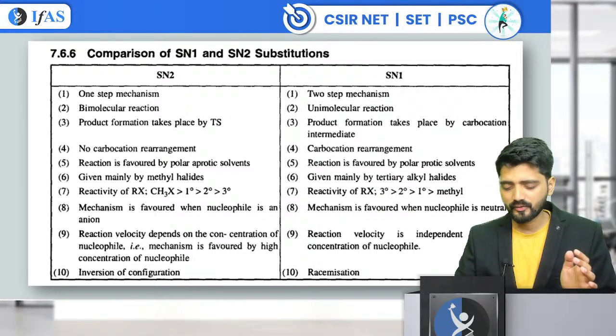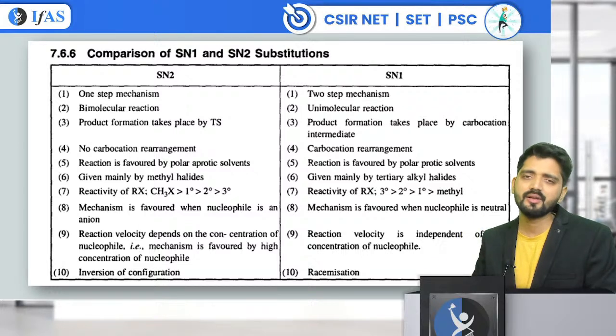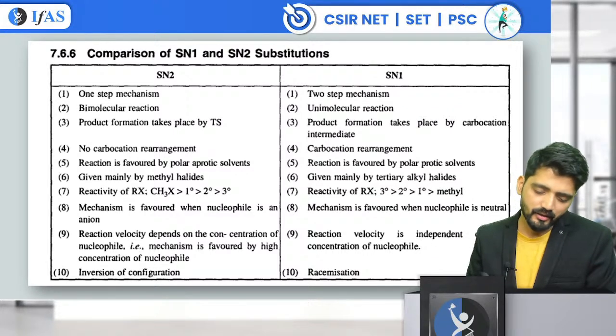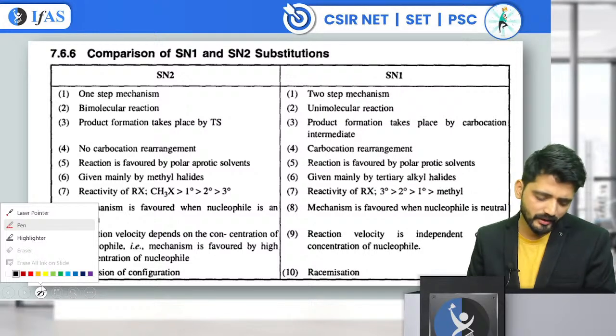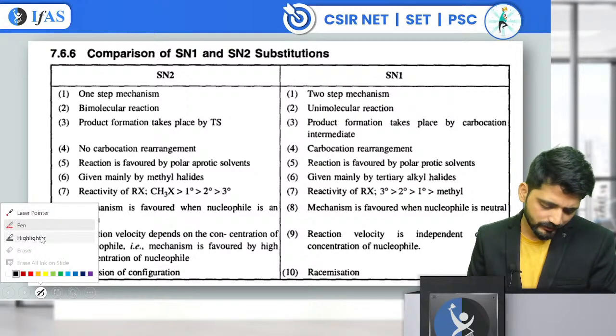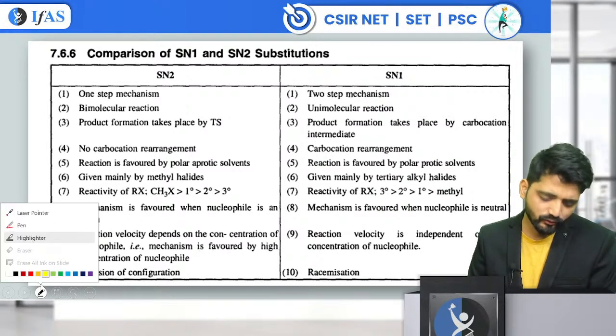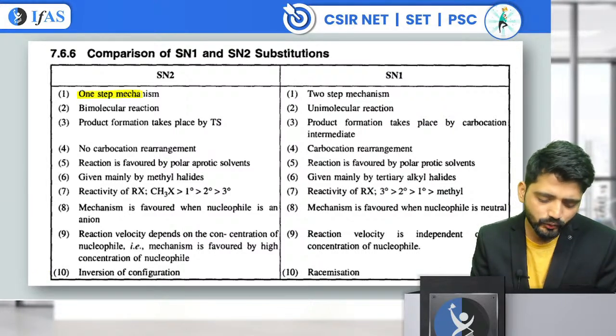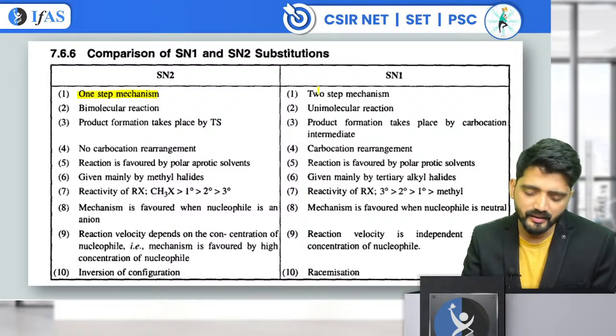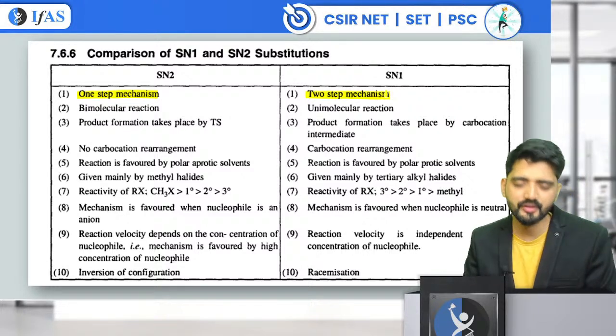Now, it's very important to compare SN1 and SN2 reactions. We will see point by point. You can note down these points. It will be better to revise if you want to revise your SN1 and SN2 in one go. So SN2 is a one-step mechanism, we have seen that, and SN1 is a two-step mechanism.